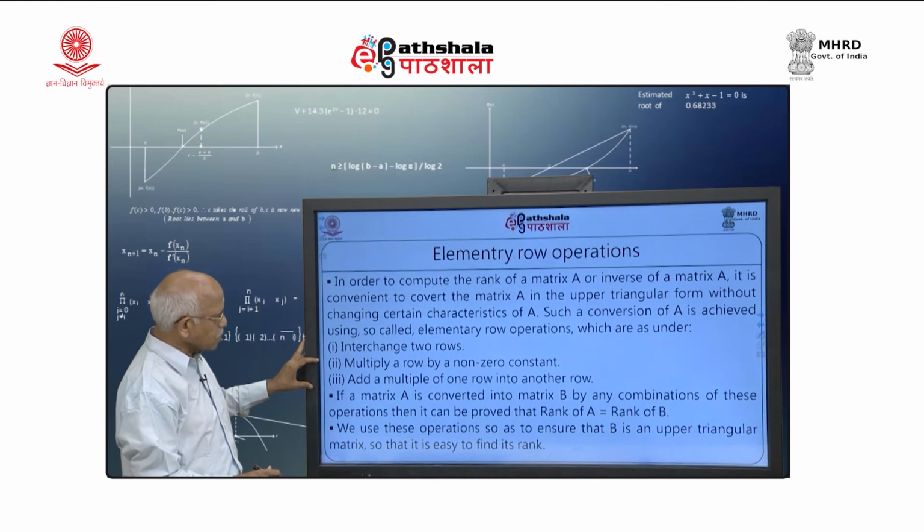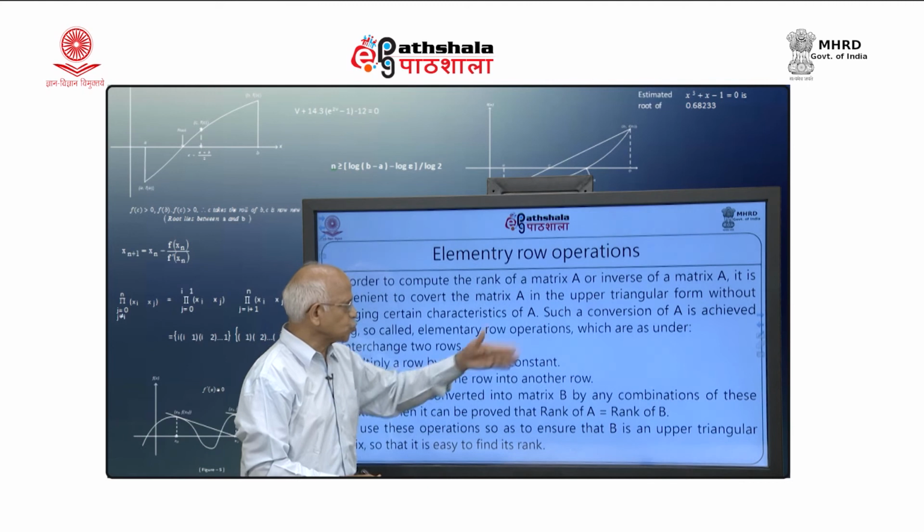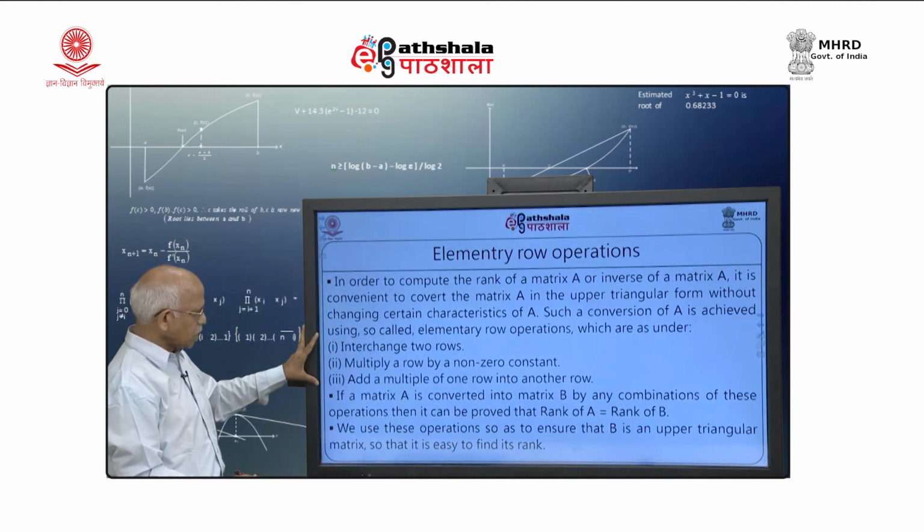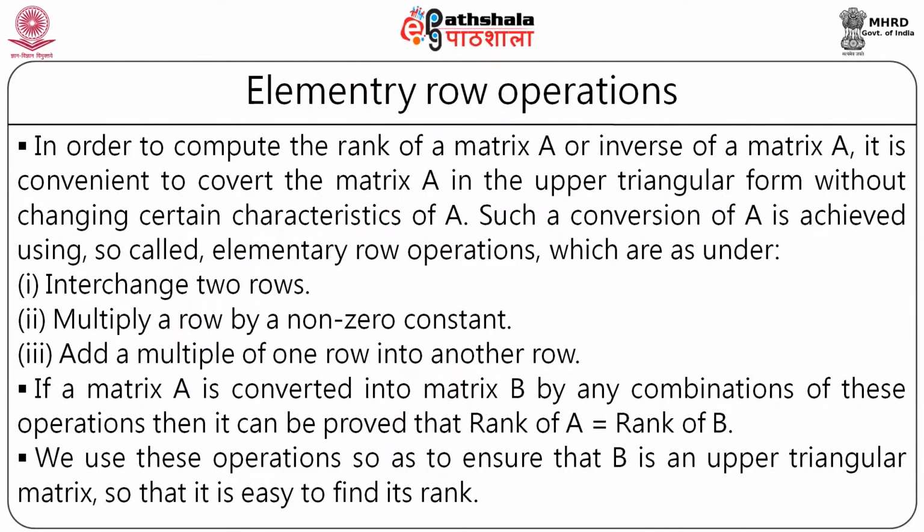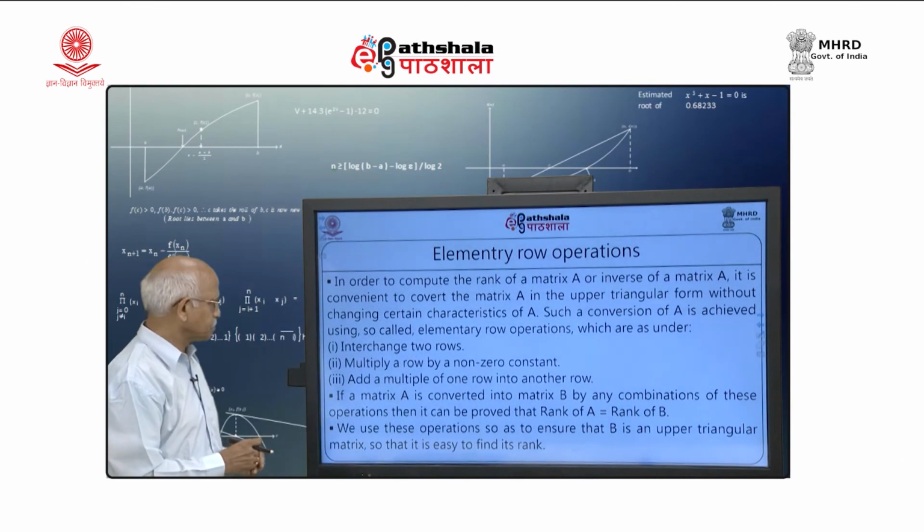So, multiplying a row by a non-zero constant, and adding a multiple of one row to another row. These are the 3 elementary row operations that we can perform on the matrix, and that will help us to convert the matrix into upper triangular form and ensure that rank does not change. If a matrix A is converted into matrix B by any combination of these operations, then it can be proved that rank of A and rank of B are identical.